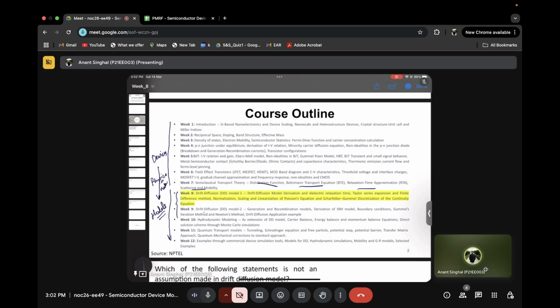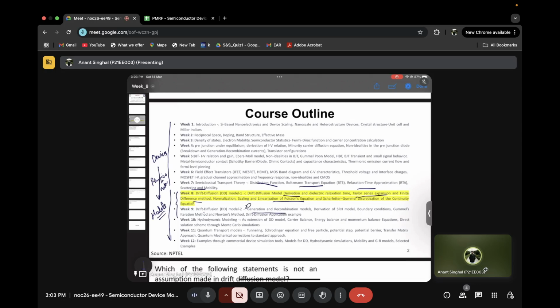So we have some topics such as the drift diffusion model derivation. I'll try to give a very brief explanation of the derivation of the drift diffusion model. Then we use Taylor series expansion and FDM, that is the finite difference method, to make some approximations in the derivation. Then the Poisson equation we have already covered, and there is some more linearization or approximation of that we may cover. And in the next week there are also the generation and recombination models.